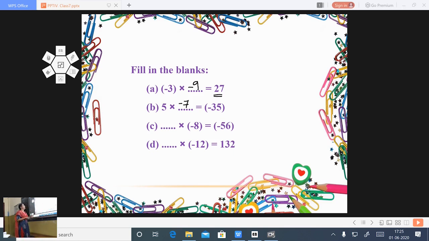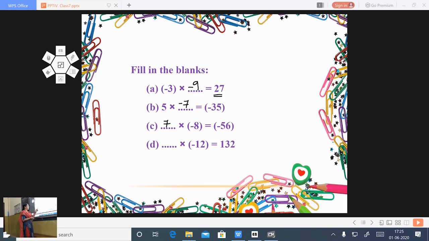Okay. So next one, dash into minus 8 is equal to minus 56. Which number should be multiplied by 8 to get 56? 7. Here we have to get minus 56. Which case is this? This is our third case. That is, one should be positive and one should be negative. So 8 is already negative here, so 7 should be positive. So the answer is positive 7.